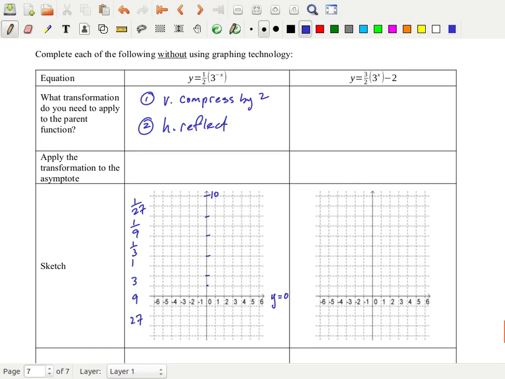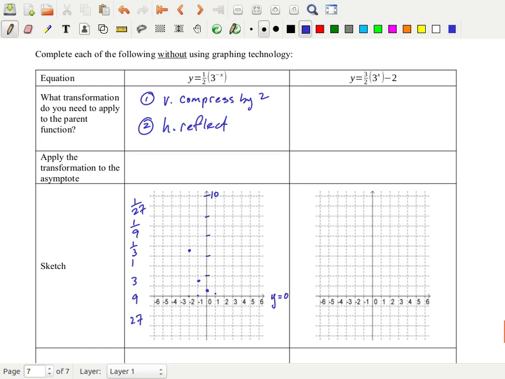So at 0, 1, well, that's been compressed by 2. So instead of it being at 0, 1, it's going to be at 0, 1/2. Now I have to go out to the left to increasing values. So at negative 1 would be 3, but compressed by 2 means it's going to be 1.5. And then at negative 2, we'd have 9 because of the reflection, but half of that is 4.5. So we end up there.